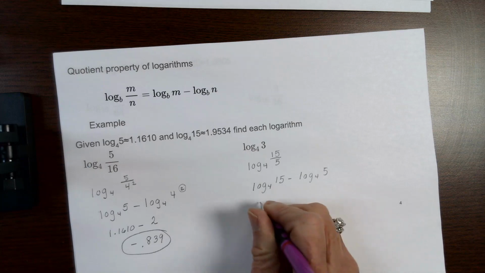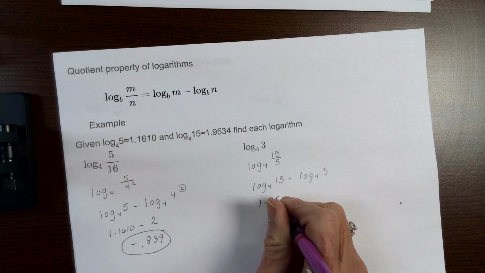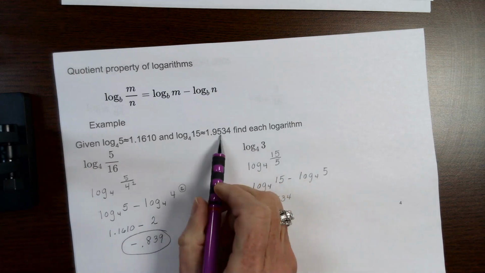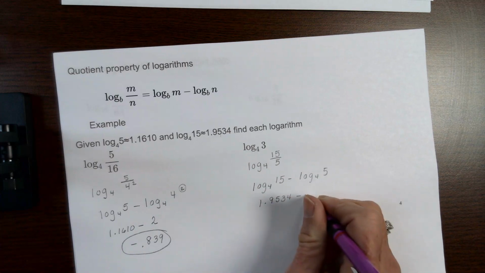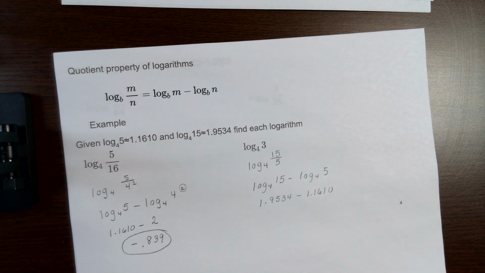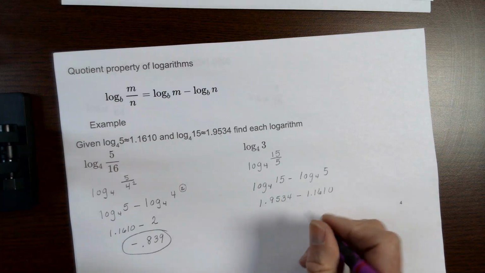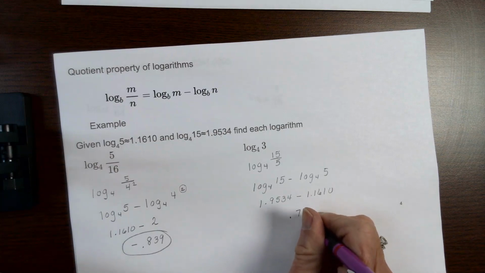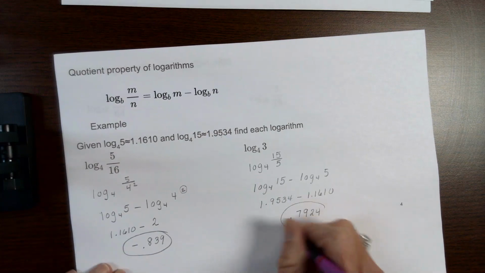The 15 is 1.9534. Got it from right there. Minus 1.1610. So let me do that out. And it's going to give me 0.7924.